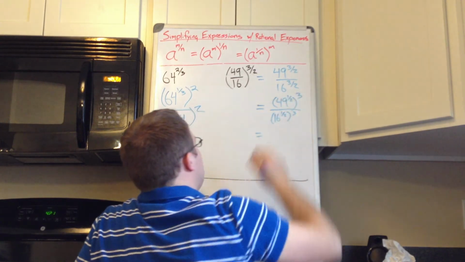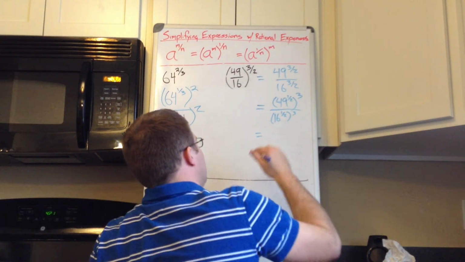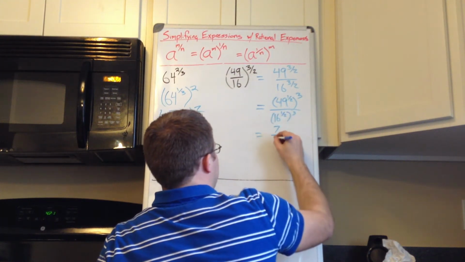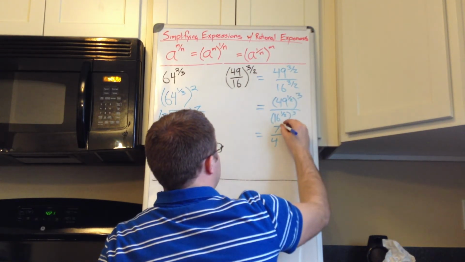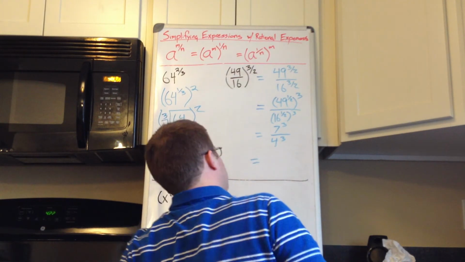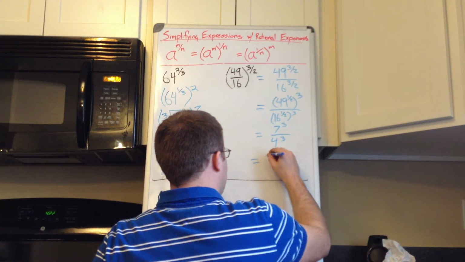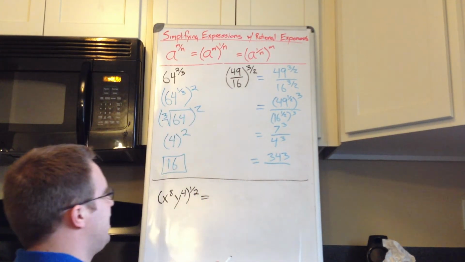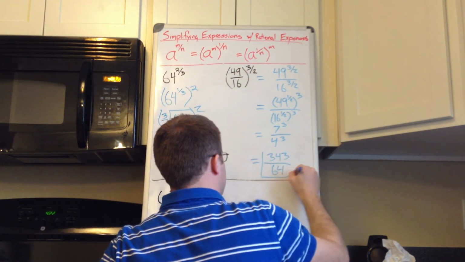Okay. 49 to the 1/2 means what is the square root of 49? The second root of 49. The square root of 49 is 7. The square root of 16 is 4. And we still have to cube both of these. So it's going to be 7 cubed over 4 cubed. What's 7 cubed? 7 times 7 is 49. Times 7 again is 343. Over 4 times 4 is 16. Times 4 again is 64. So there's our answer for this one.